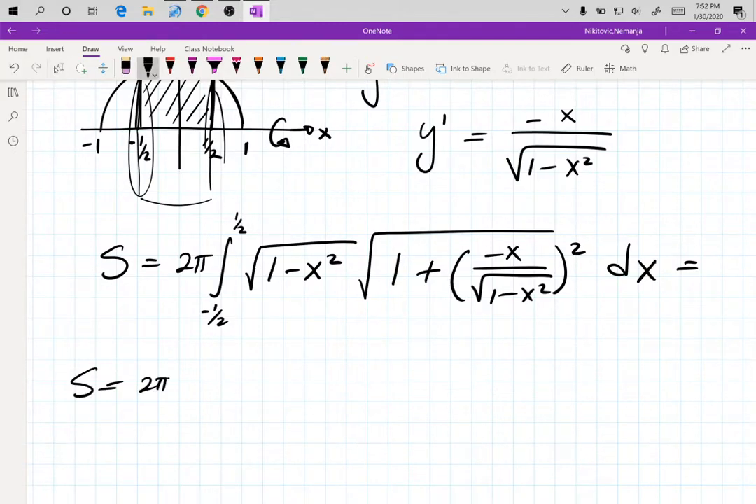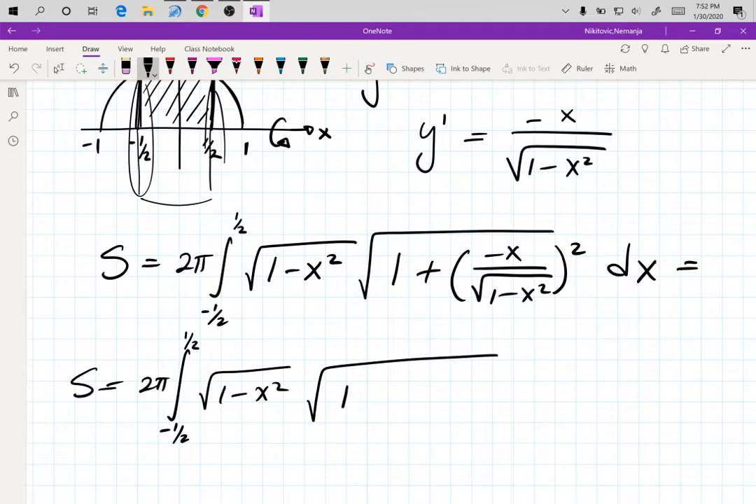S equals 2 pi integral from negative 1/2 to positive 1/2. Now, I'm going to first take care of the insides here. When I square, I get x squared. It kills the negative. And on the bottom, it kills the root. So it's just 1 minus x squared dx.